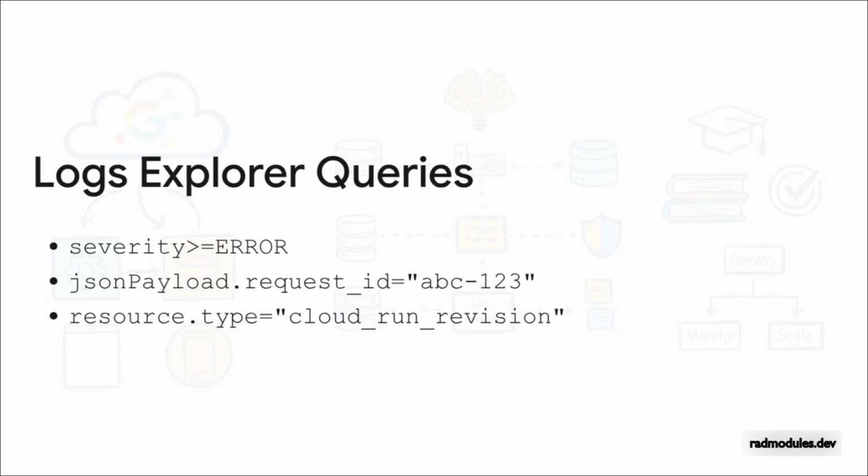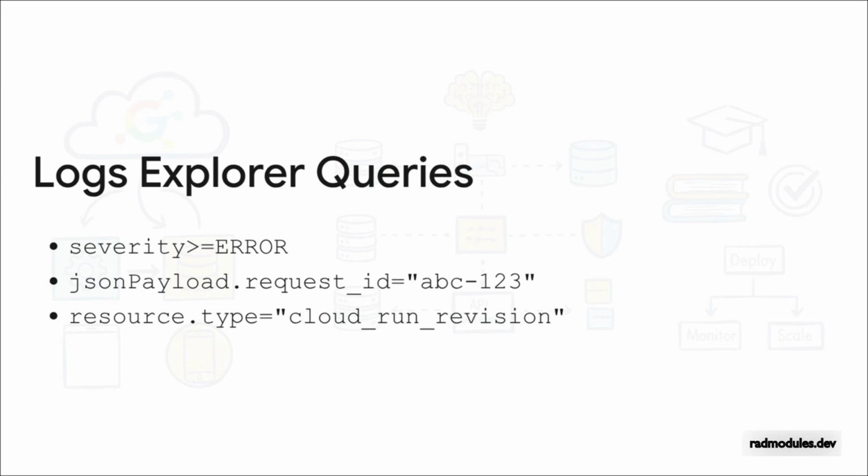And here's the payoff. In the Logs Explorer, you can run these super precise queries. You can instantly find all the error logs for a specific Cloud Run service, or pull every single log entry tied to one specific request. This is how you find the root cause of a bug in seconds, not hours.